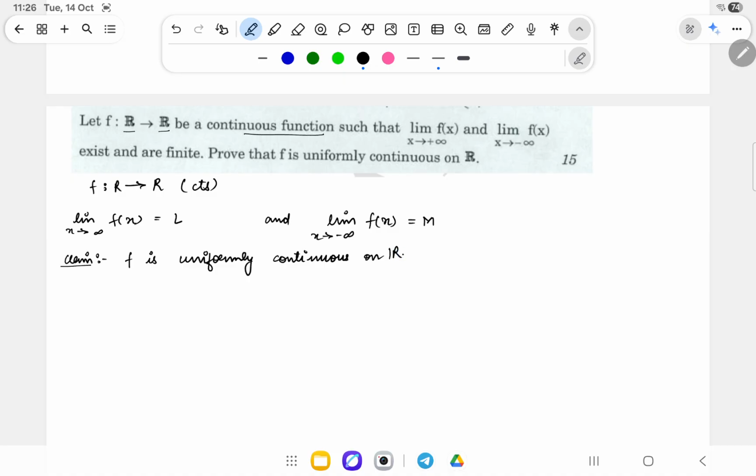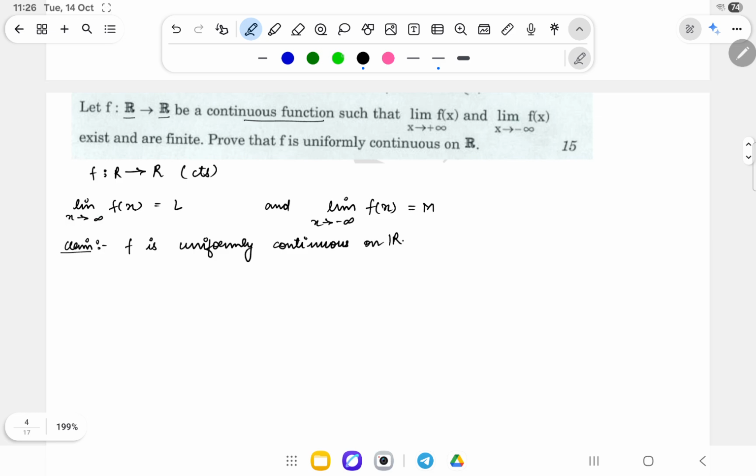Now, in order to prove its uniform continuity, first let's see what all information we can extract from the given information. So this limit is given to us. We have assumed that this limit is L. So using the definition of limit, we can say that for epsilon greater than 0, there exists a number, let's name it n1, which is also greater than 0, such that mod of f(x) minus L is less than epsilon by 2 when x is greater than n1.